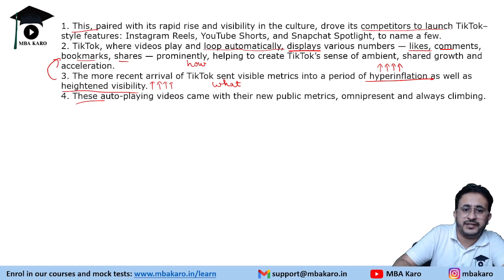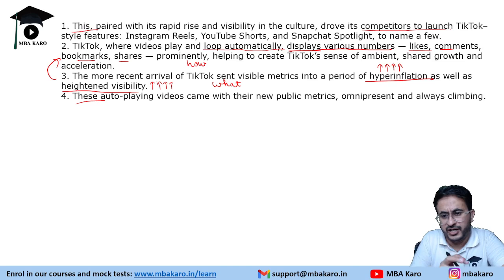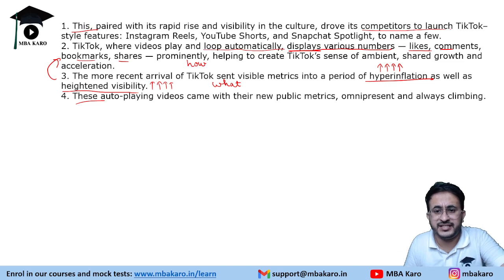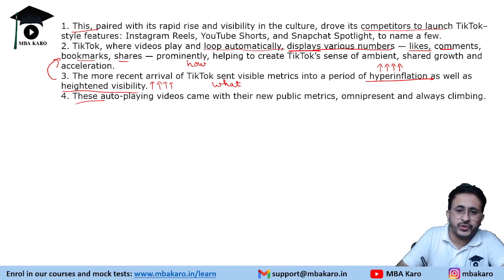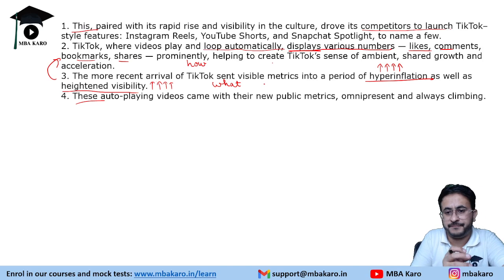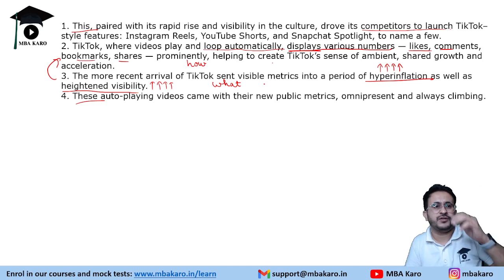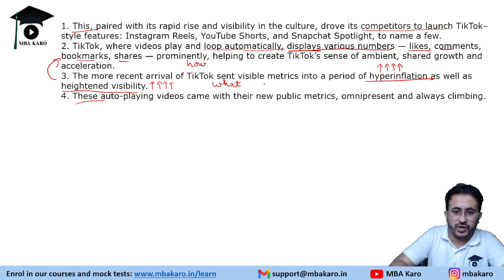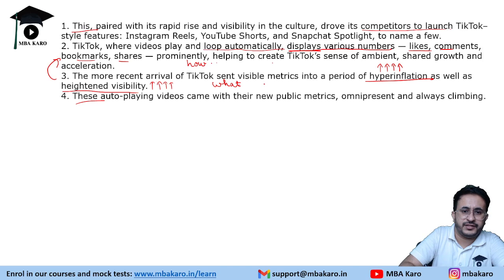Now, why does it happen? How does it happen? Because it displays various numbers, and as a result, that helps to create TikTok's sense of ambient share growth and acceleration. So this is leading to this heightened visibility. This is what is happening, and this is the reason. The reason follows what is happening in the beginning. So what, and how or why, this is happening.